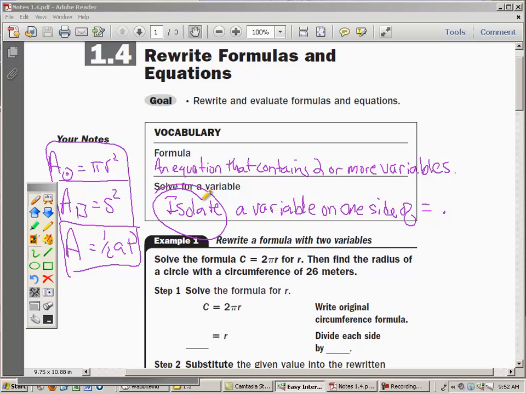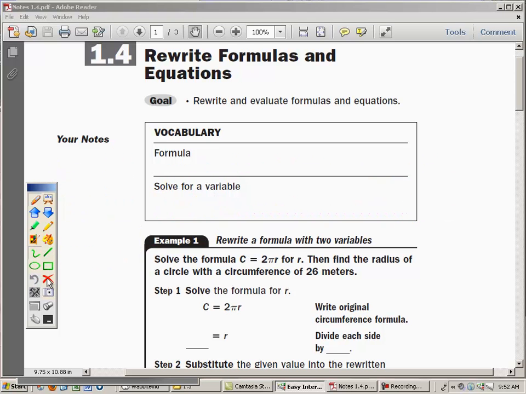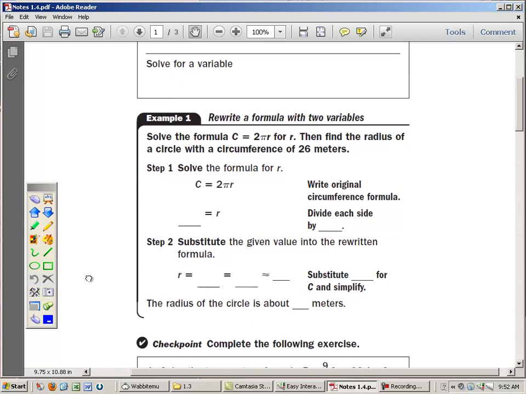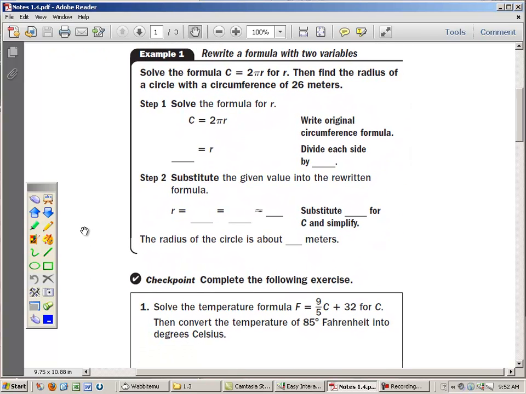Let's talk about a few examples of rewriting a formula with two variables. When we're trying to solve a formula for a specific variable, we're trying to solve the formula circumference equals 2 pi r for r. This happens to be the formula for circumference. We're trying to get that radius all by itself. It then says find the radius of a circle with a circumference of 26 meters. We're going to deal with that second statement in just a few minutes.